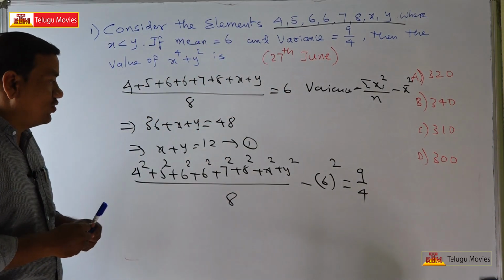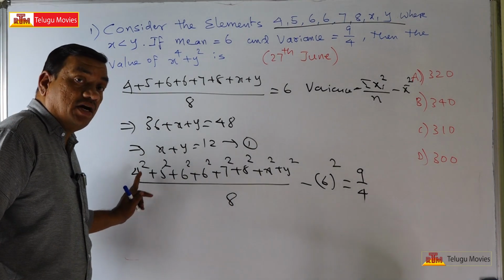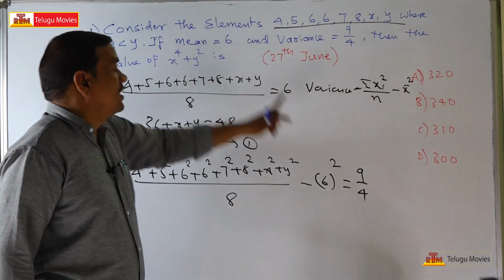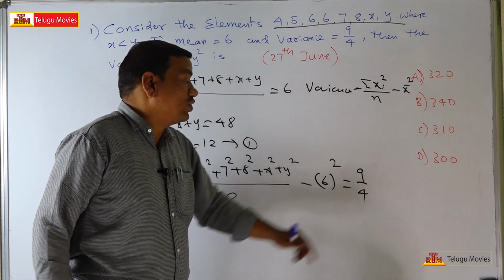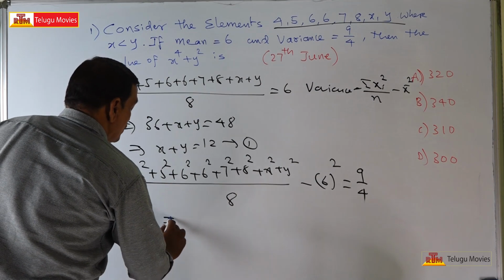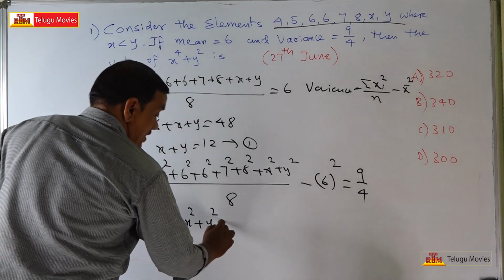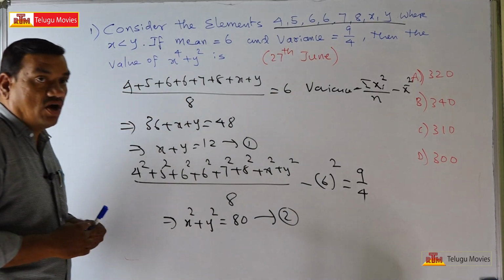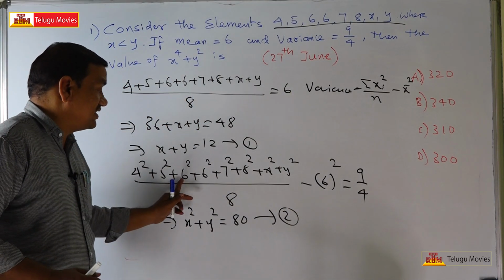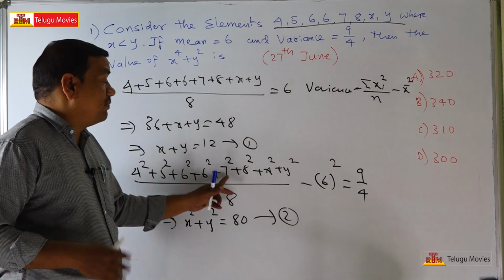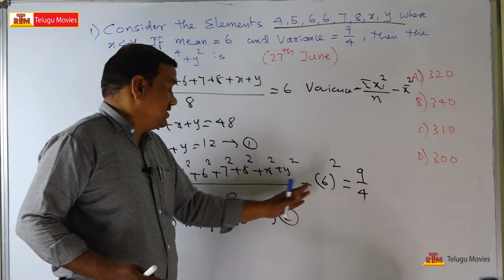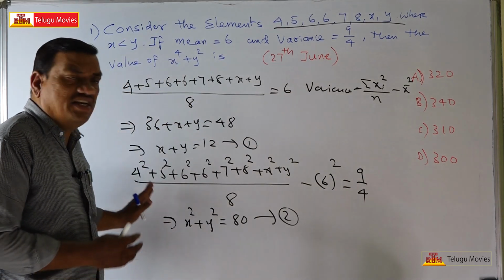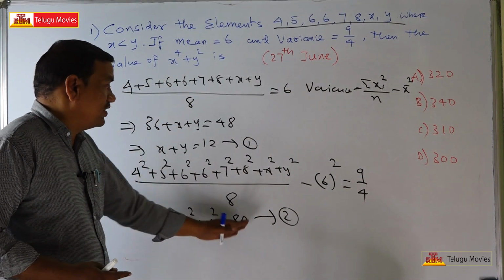So how do we find the variance? Square each number and add them, find the mean, minus the original mean square, is equal to 9 by 4. If you simplify this, you will get x square plus y square is equal to 80. Call it the second equation. So this is 4 square, 16, plus 25 plus 36 plus 36 plus 49 plus 64, minus 36. You simplify it and calculate, it is very easy. This is x square plus y square is equal to 80.